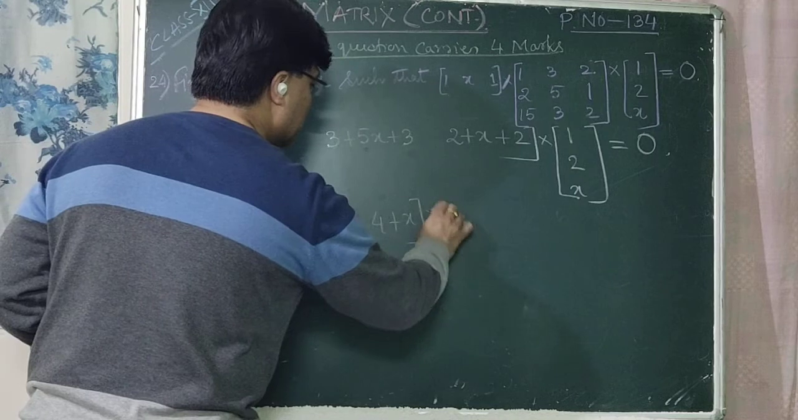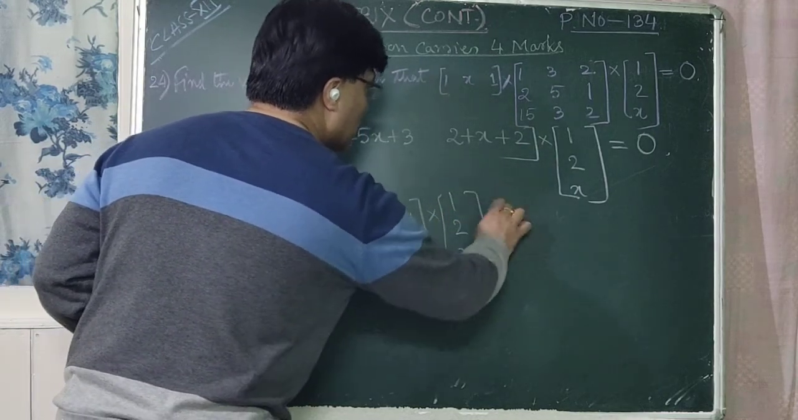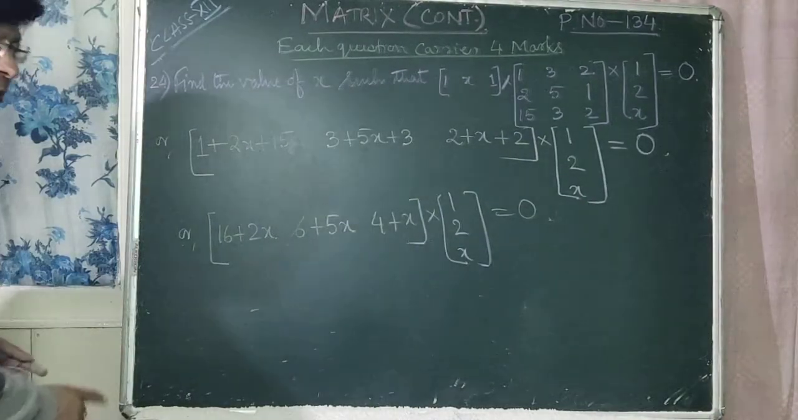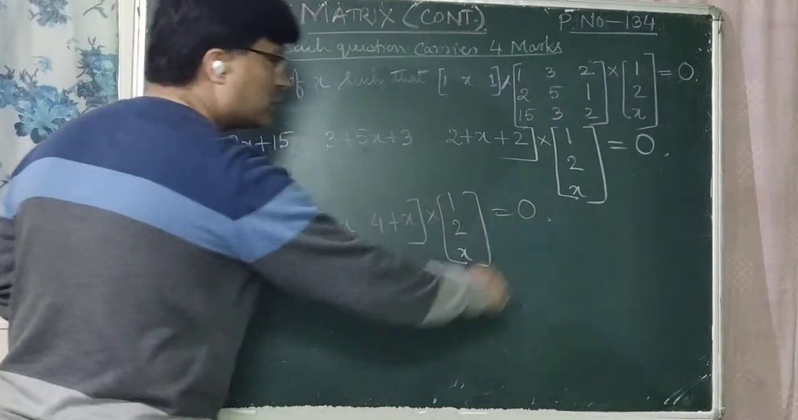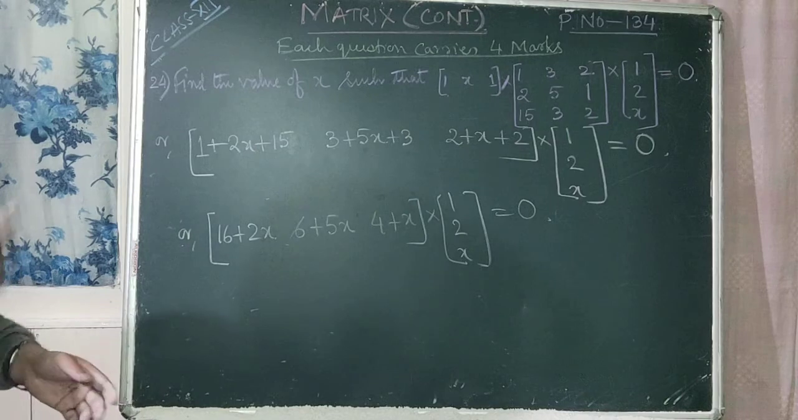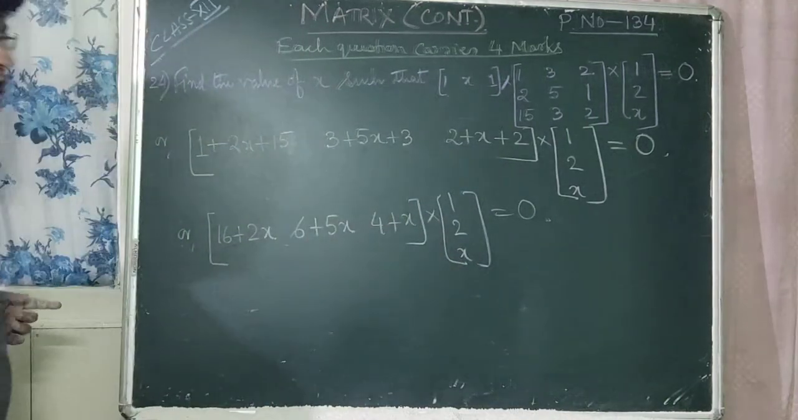And then into it, there is the column matrix 1, 2, x, which is equal to the null matrix. Now again you can multiply them, because the number of columns of the first matrix is 3 and the number of rows of the second matrix is 3. That means they are equal, so you can multiply them. So this first row should be multiplied by the first column.